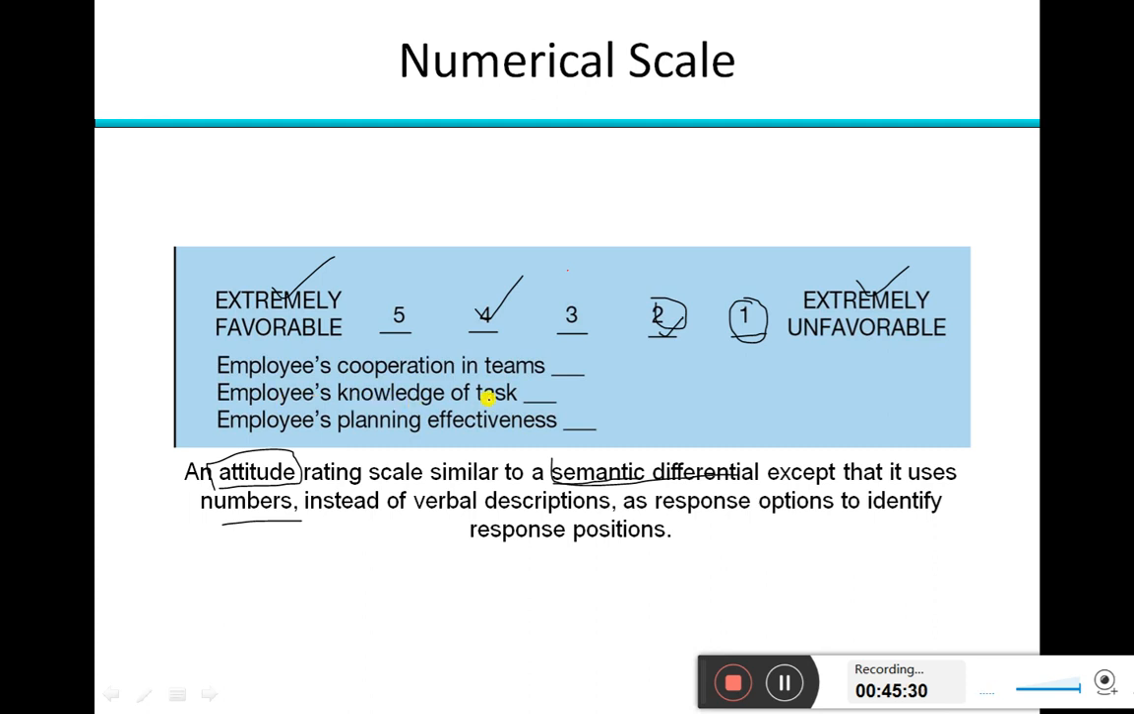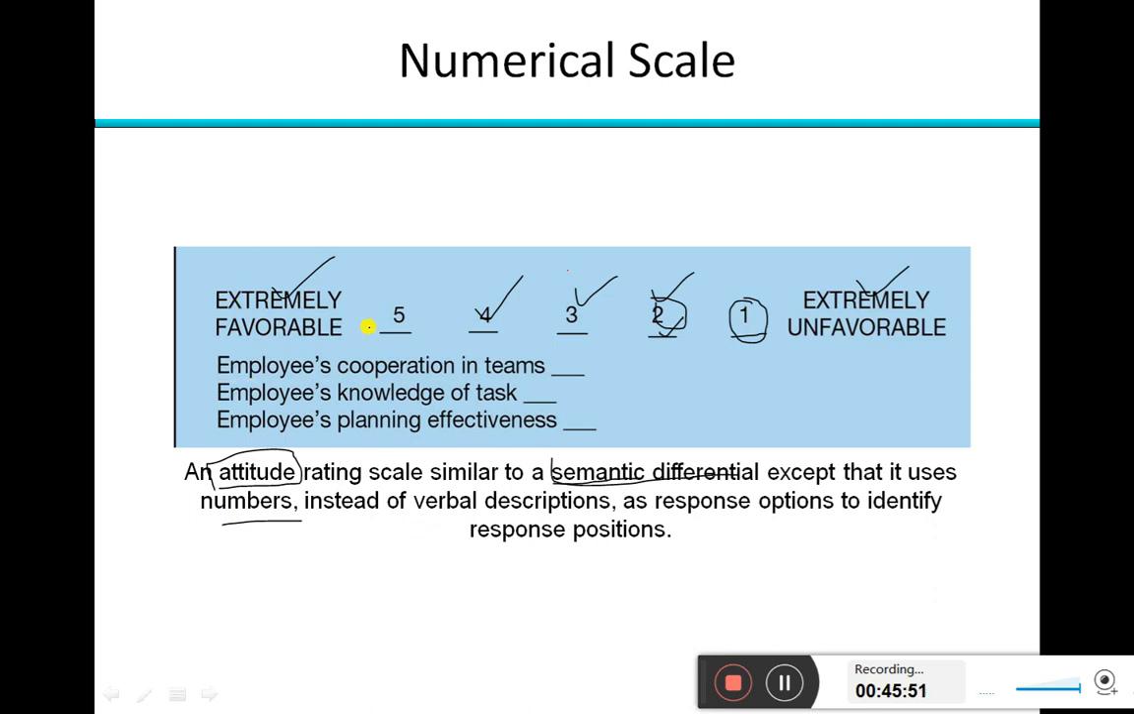Now, employees' knowledge of task. Say it is not favorable, so I tick the 2. Next, employees' planning effectiveness. Say it is 50-50, so then I tick the 3. That means median. So that type of scale is known as your numerical scale.